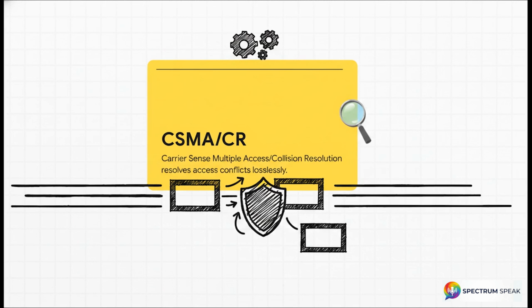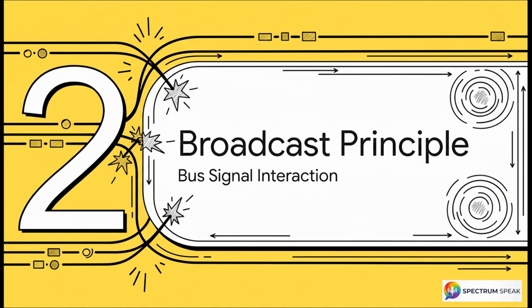And that is exactly where CAN steps up to the plate. CAN is event-driven, and it uses a method called CSMA/CR. That CR part stands for collision resolution. The absolutely crucial takeaway here is that CAN resolves these access conflicts non-destructively. I mean, literally zero data loss. Not a single high-priority message gets destroyed during a collision. But how exactly does that work down on the physical layer? Well, that brings us nicely to Section 2, the CAN broadcast principle, and how bus signals interact.